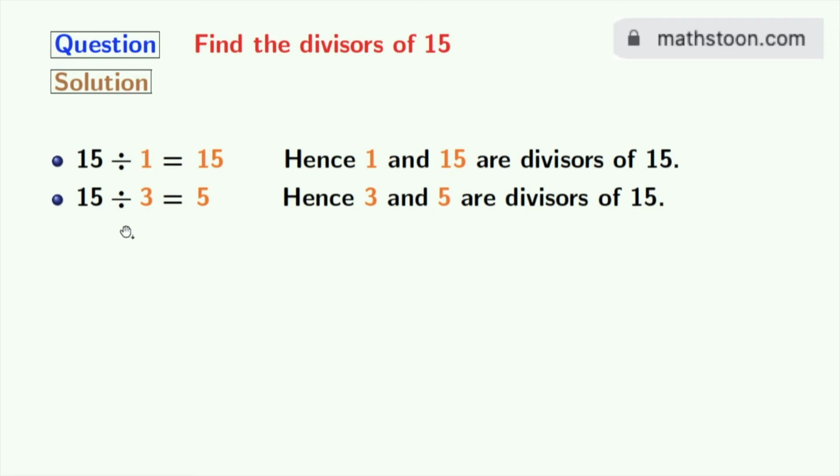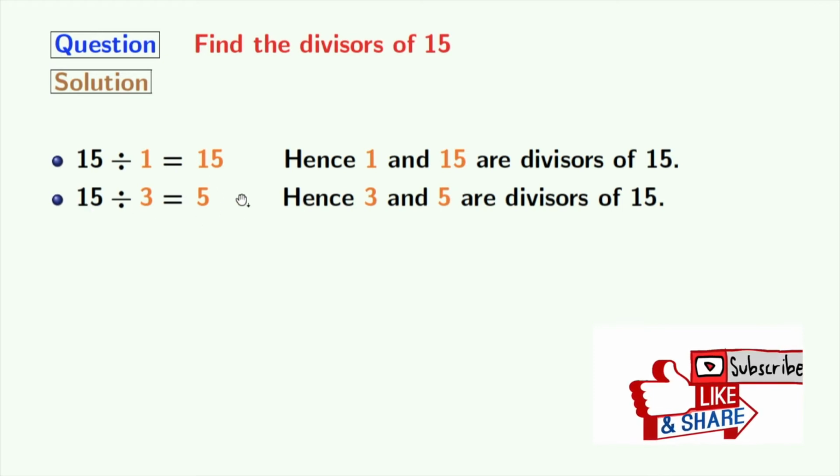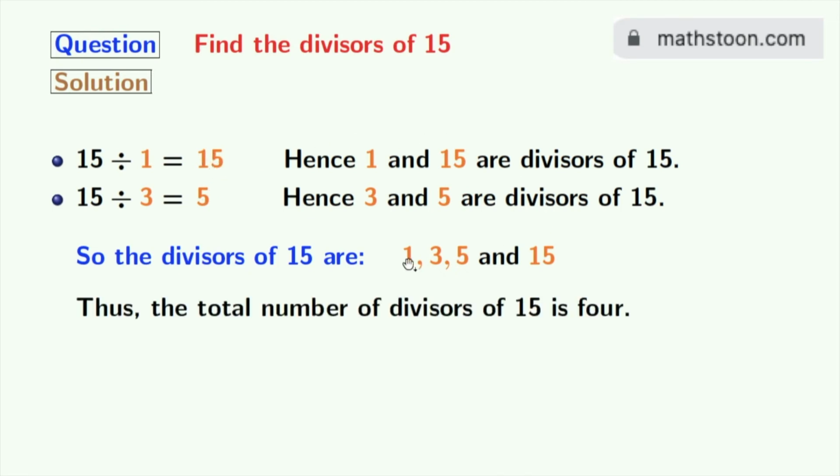Now we cannot divide 15 by 4 as this is an even number. Next number 5 is already here, so we will stop right now. So we have all the divisors of 15, which are the orange ones. That is 1, 3, 5 and 15. So the total number of divisors of 15 is 4.